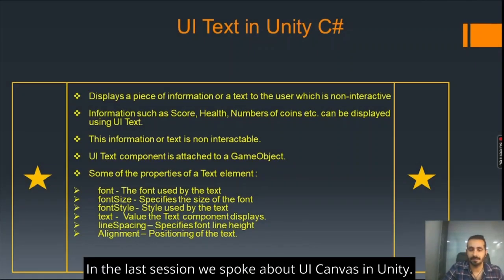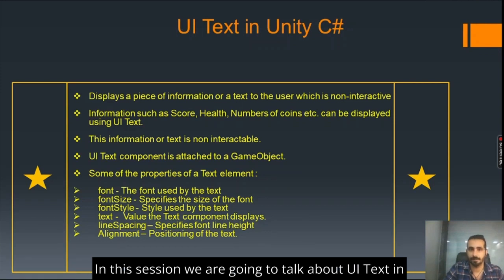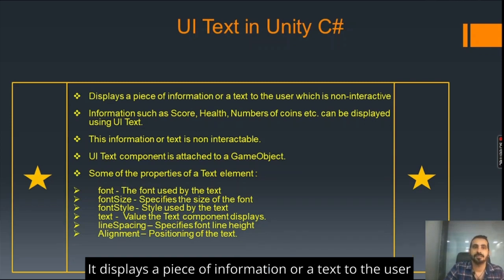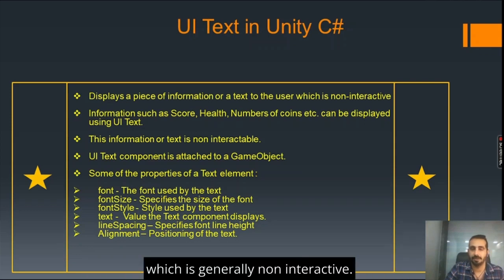In the last session, we spoke about UI Canvas in Unity. In this session, we are going to talk about UI text in Unity. So what is UI text in Unity? Very simple. It displays a piece of information or a text to the user, which is generally non-interactive.